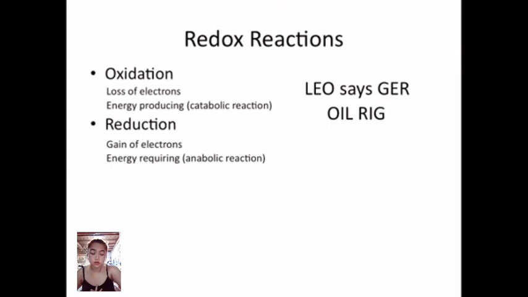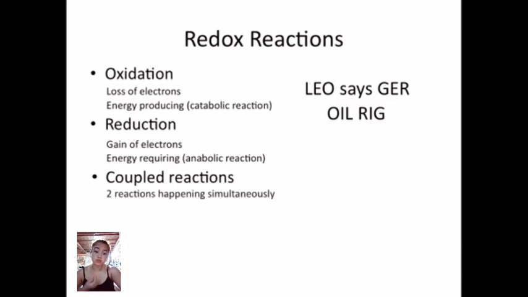Historically, oxidation reactions were used to refer to reactions with oxygen, which caused increases in the mass of the compounds that were formed during these reactions. Conversely, reduction reactions referred to reactions in which oxygen was removed, which caused decreases in the mass of the compounds that were formed during these reactions. Oxidation and reduction reactions are coupled reactions, meaning that they happen simultaneously. You can't have an oxidation reaction without a reduction reaction, and vice versa.